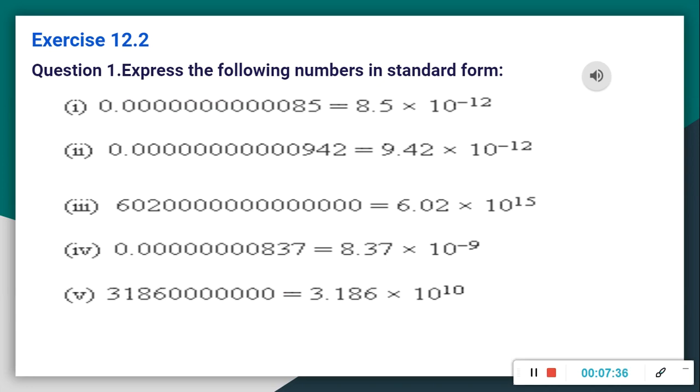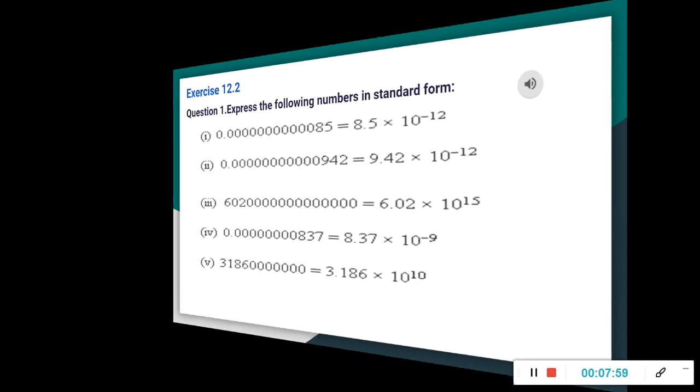Same way, next one, 0. How many zeros are there? 8 zeros are there. So the answer would be 8.37 into 10 raised to minus 9. Next one, 3186, and how many zeros are there? 7 zeros, right? So how could we write 3.186 into 10 raised to 10? Okay.